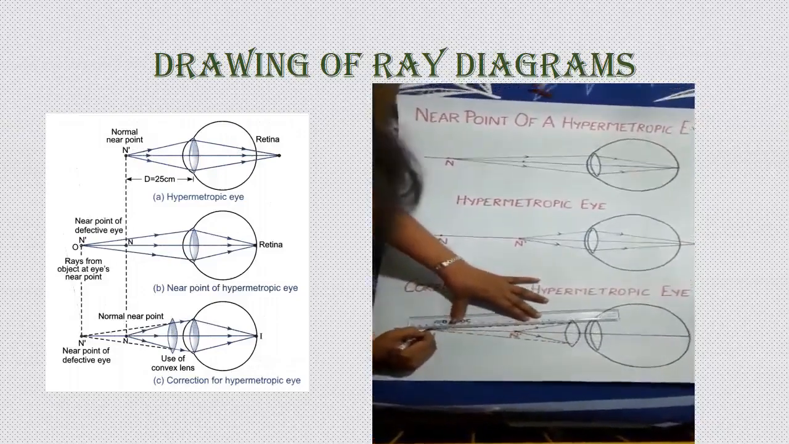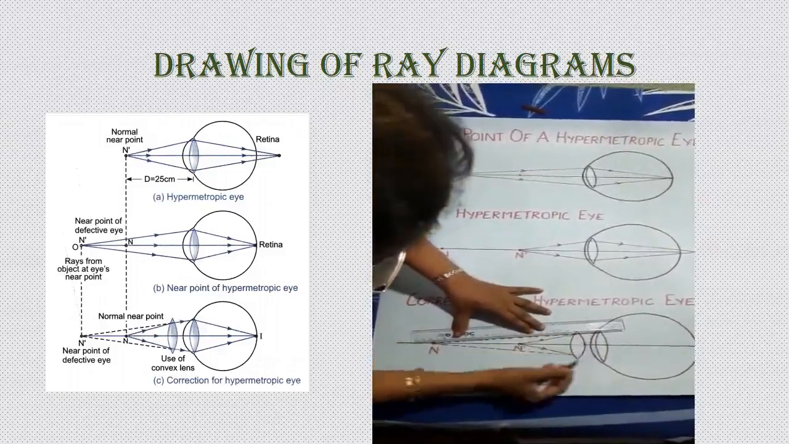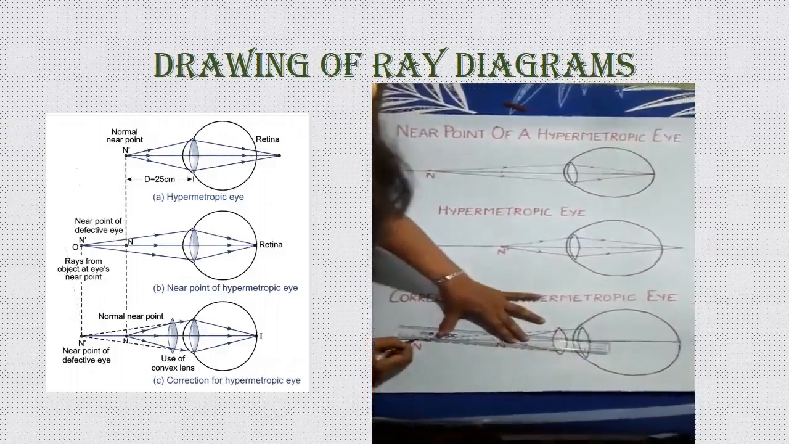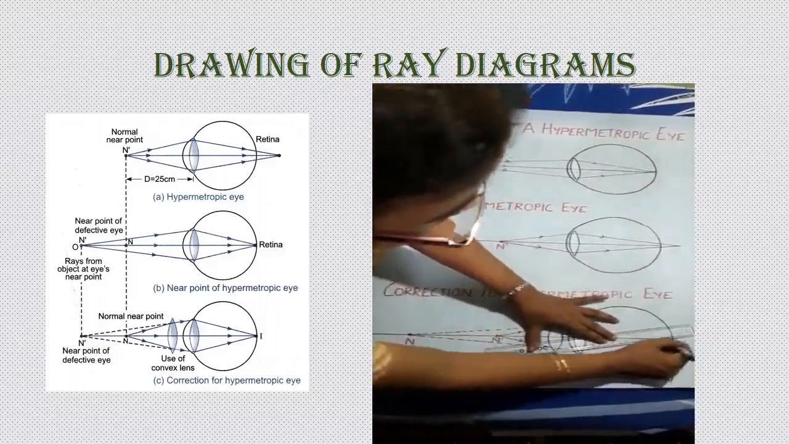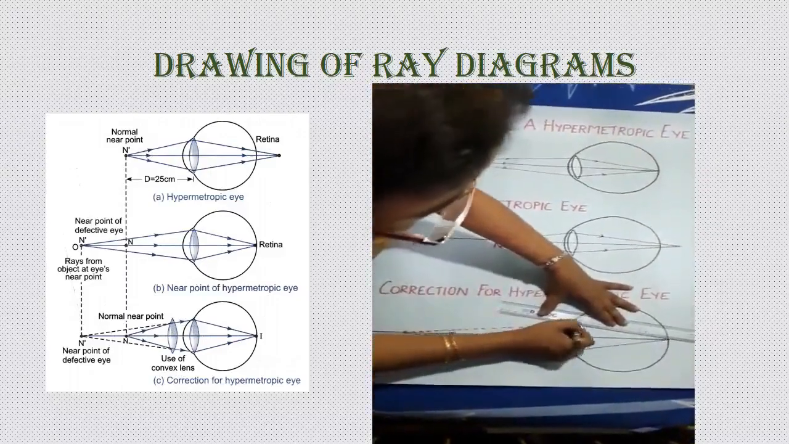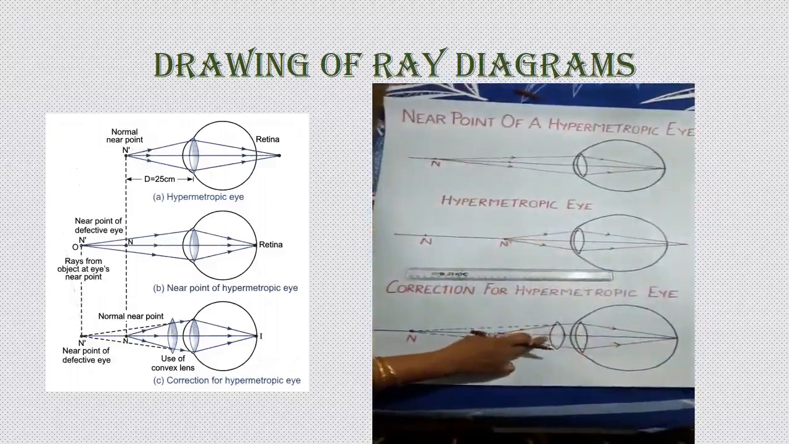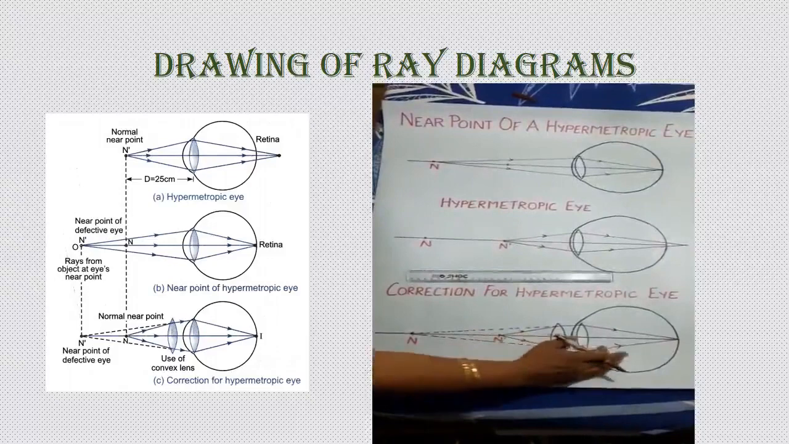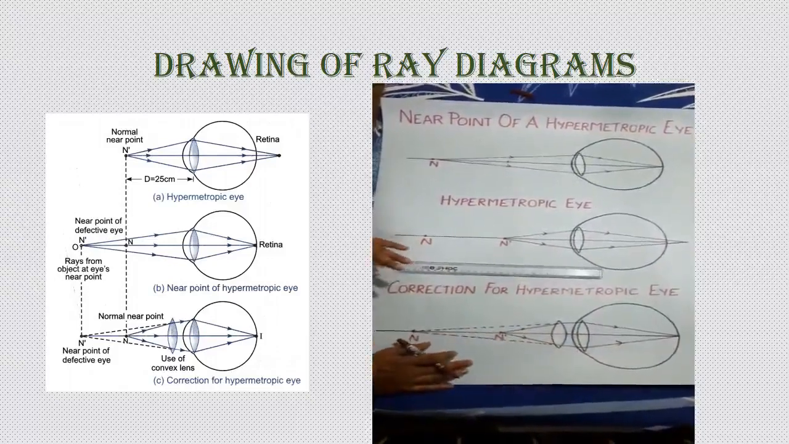An object which is at N, we have seen earlier, gives a clear image. So you get a clear image on the retina. Thereby, by placing a convex lens of appropriate focal length, the image is formed on the retina and the defect is corrected.